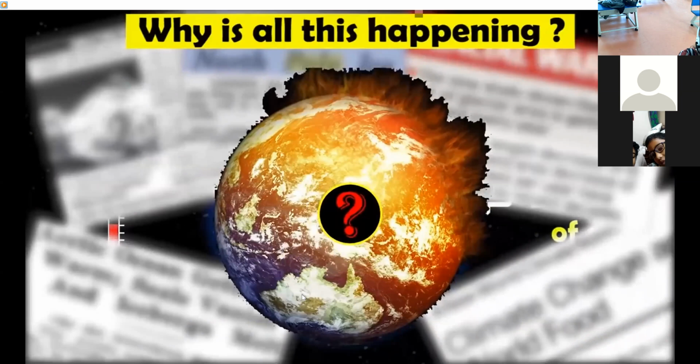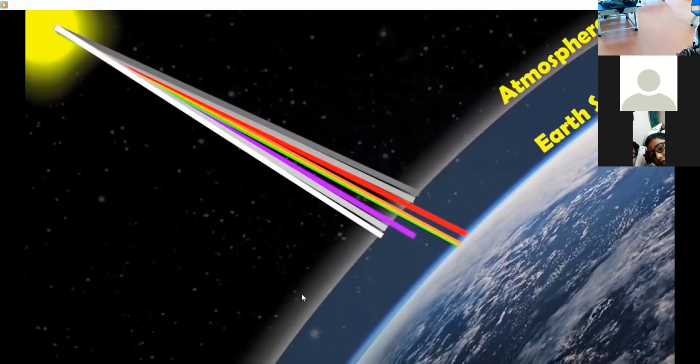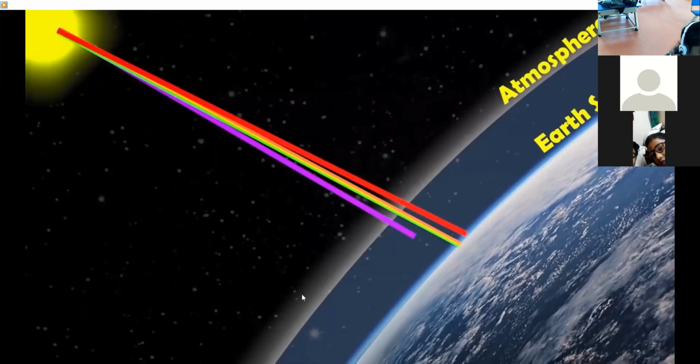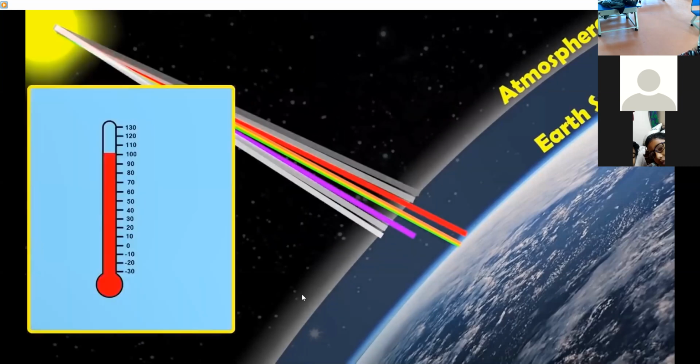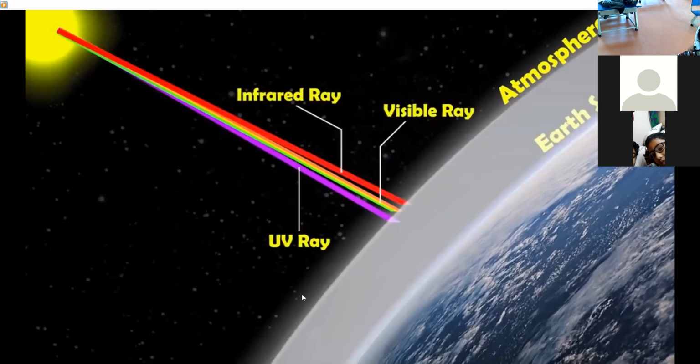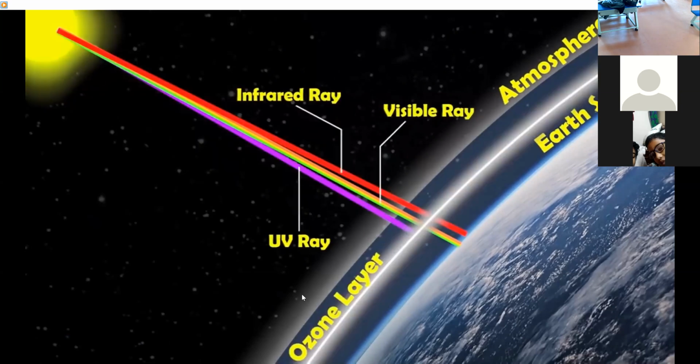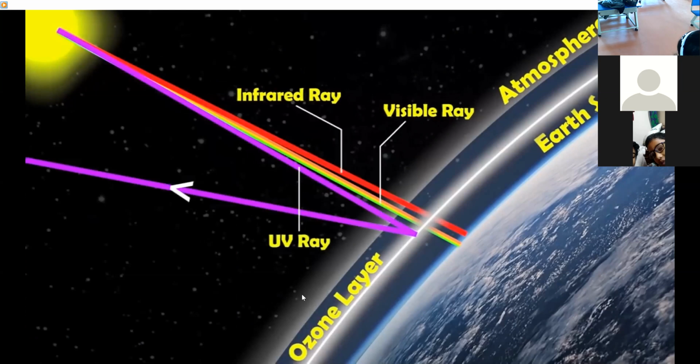Earth is constantly bombarded with enormous amount of radiations from the sun, which we receive in the form of light and heat energy. These radiations in the form of visible, ultraviolet and infrared have to first pass the Earth's atmosphere before reaching the surface. The ozone layer, which is present in the Earth's atmosphere, blocks some amount of harmful ultraviolet rays from reaching the surface.